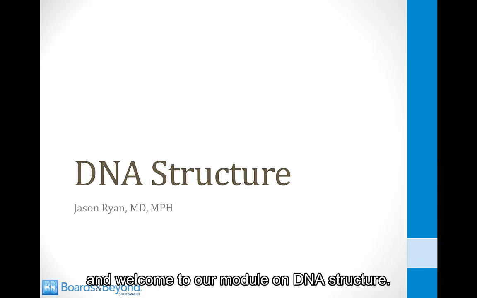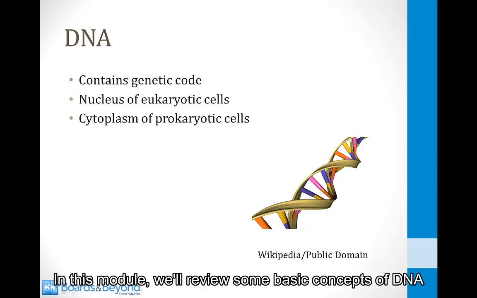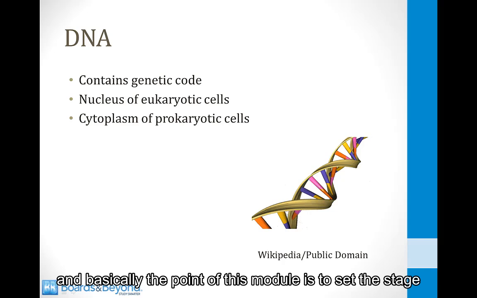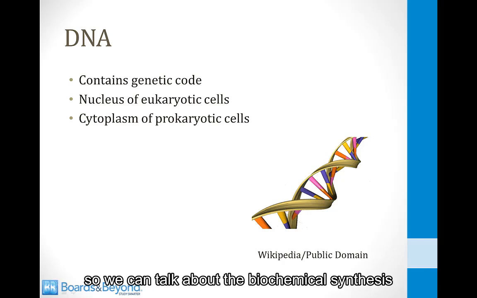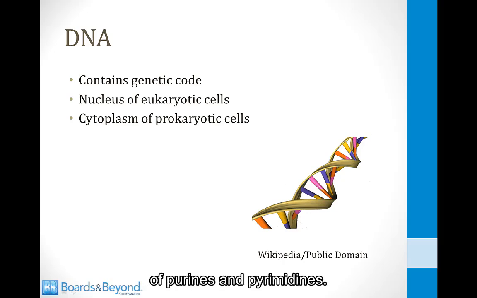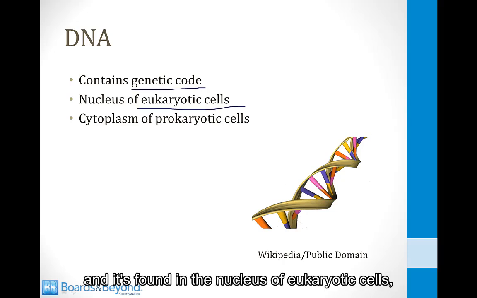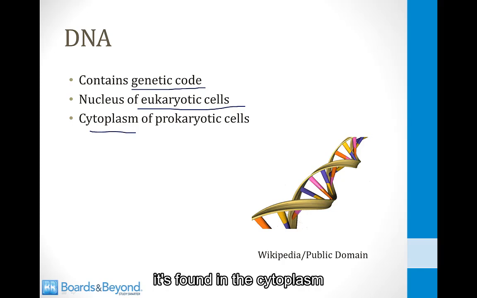Hi everybody, and welcome to our module on DNA structure. In this module, we'll review some basic concepts of DNA that you should all be familiar with. The point of this module is to set the stage so we can talk about the biochemical synthesis of purines and pyrimidines. So DNA, as you know, contains our genetic code, and it's found in the nucleus of eukaryotic cells. It's found in the cytoplasm of prokaryotic cells like bacteria.